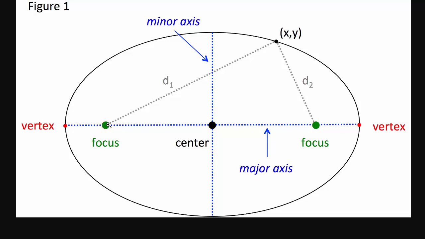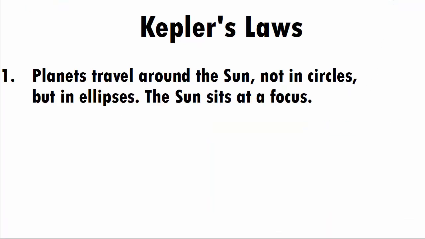Every ellipse has two foci. That's the plural for focus. We have a focus here and a focus here. At one focus will sit the sun, assuming this is a planet going around the sun. This could be the Earth right here, in which case this could be a satellite going around the Earth. And in the other focus sits nothing. It's just empty space. So the sun sits at a focus.